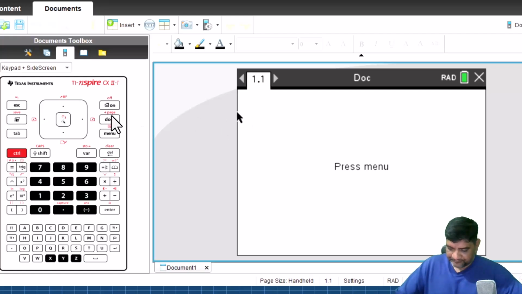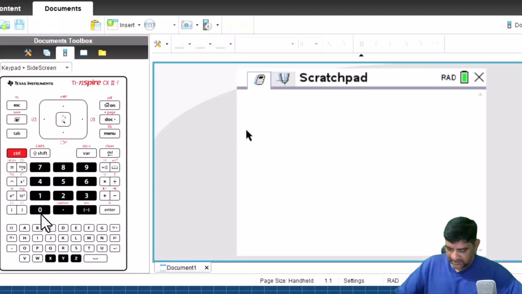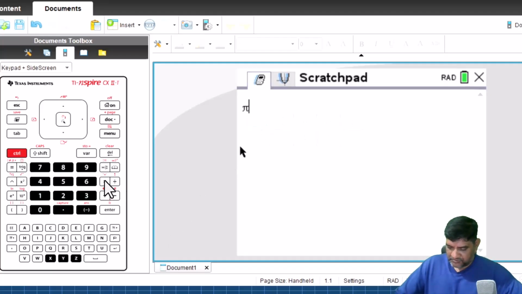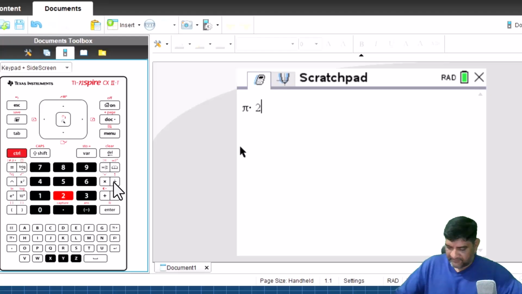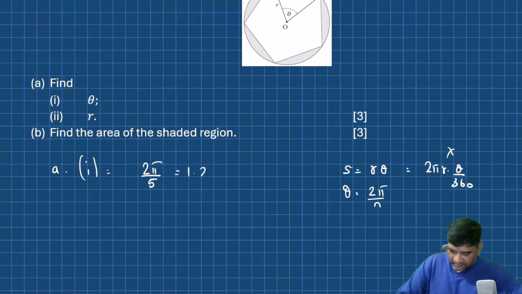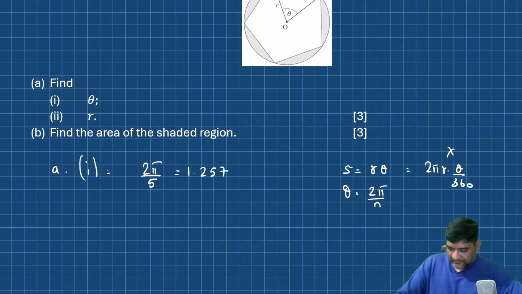I'm going to add a calculator, and here on the scratch pad I'm going to write pi multiplied with 2 and then divided by 5, and that should give me 2π by 5. Control and enter. It will give me 1.257. Remember, when you're using TI, make sure that you are in radians, because this question is in radians. So yes, I'm in radians, so it should be okay. 1.26.